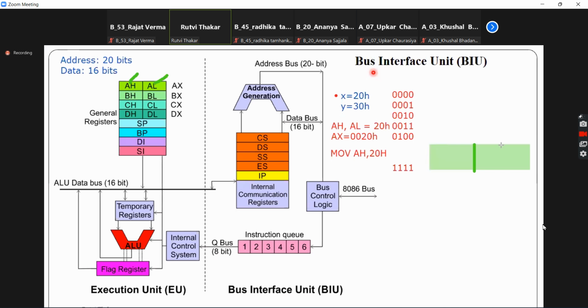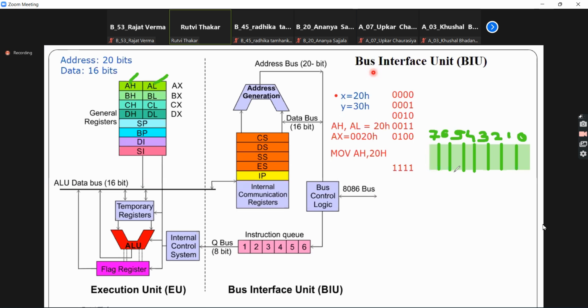This is your entire 8-bit register. If this is your 8-bit register, the 4 bits starting from 0, 1, 2, 3, 4, 5, 6, and 7.